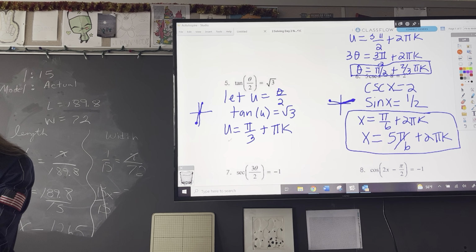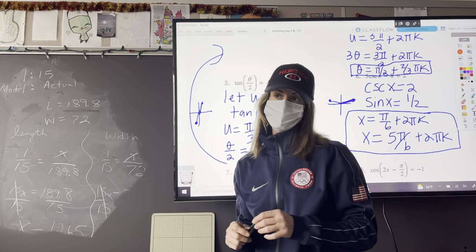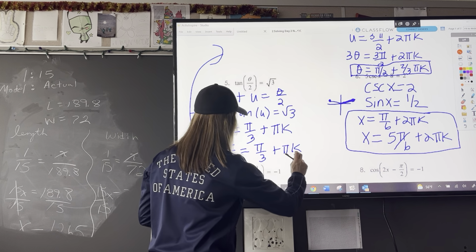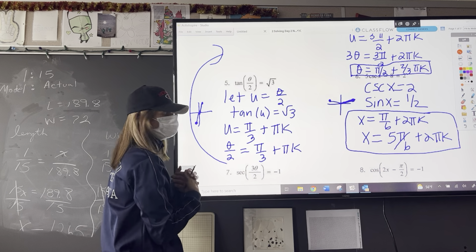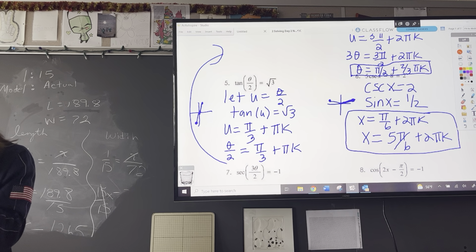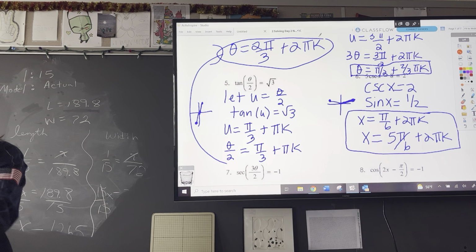Then we are going to substitute back in theta over 2. I'm running out of room. I'm going to rewrite this up here. Am I going too fast? Okay. Last thing I need to do is multiply through this entire equation by 2. So we have theta, not theta over 2. And that's going to be 2 pi over 3. So theta equals 2 pi over 3 plus 2 pi k. Boom.